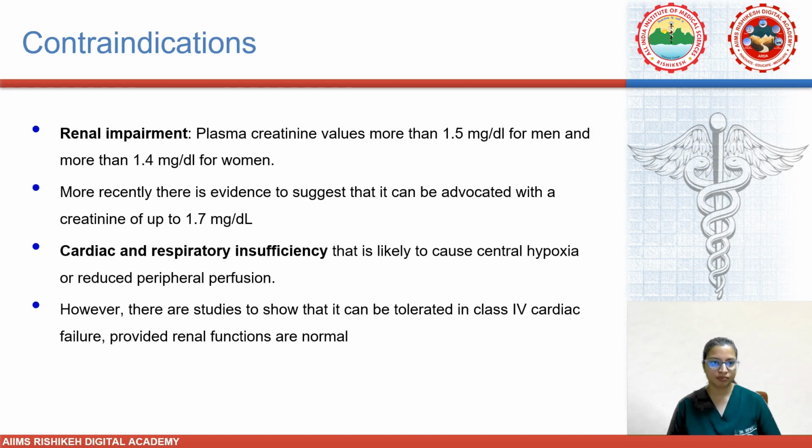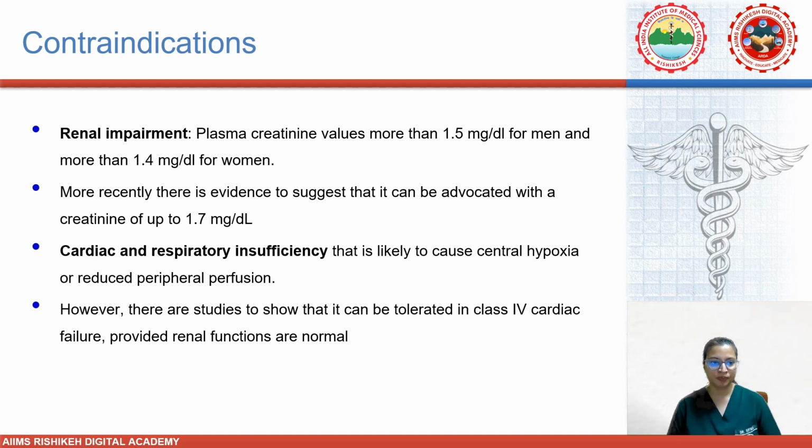What are the contraindications before starting the metformin? First is renal impairment. Plasma creatinine values of more than 1.5 milligram per deciliter for men and more than 1.4 milligram per deciliter for women are relative contraindications. More recently, there is evidence to suggest that it can be advocated with a creatinine up to 1.7 milligram per deciliter.